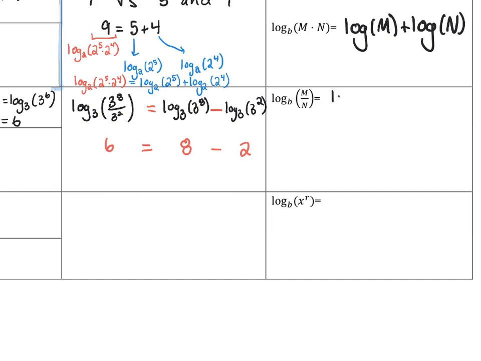If I have a log base b of things divided, then the answer to simplify or expand will be to subtract the logarithms of each of those things. And again, this is just based on the exponent rule. If I divide things with the same base, I subtract their exponents. Remember that logarithms are just exponents.